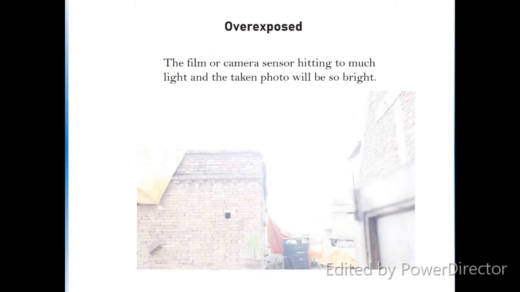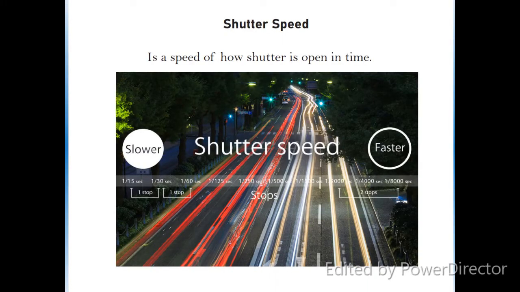Overexposed: the film or camera sensor is hitting too much light, and the taken photo will be so bright. And the shutter speed. Shutter speed is the speed of how long the shutter is open in time.